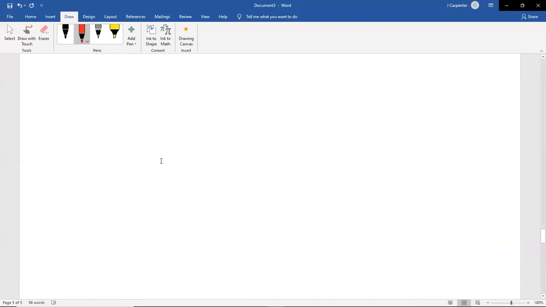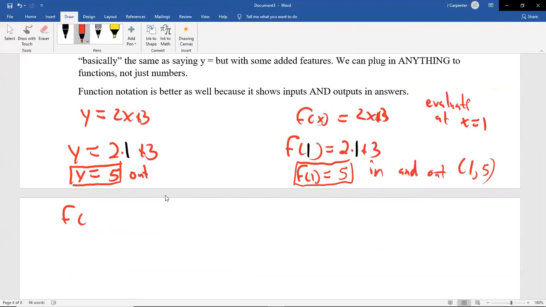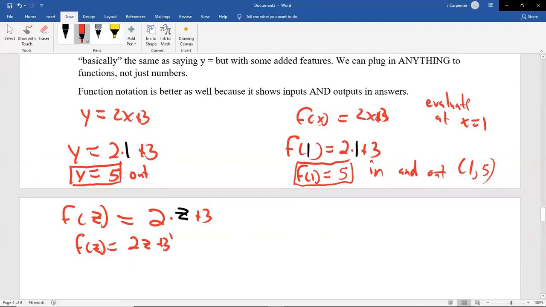And again, we can plug in all sorts of things. Instead of just doing f(1), let's do f(z). So I'm plugging in z. I put little lines in the middle of my z's to distinguish them from 2's. So that'll be 2 times z + 3. Now I can't actually do anything to 2 times z + 3. So f(z) = 2z + 3. Your answers can actually be polynomials and rationals and radicals and expressions instead of just numbers.